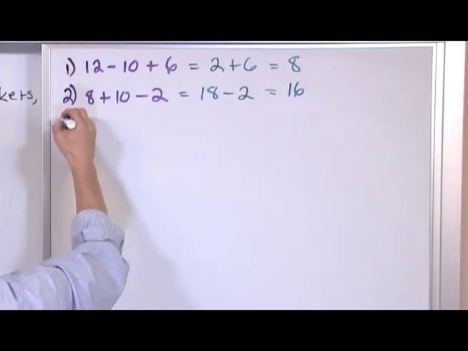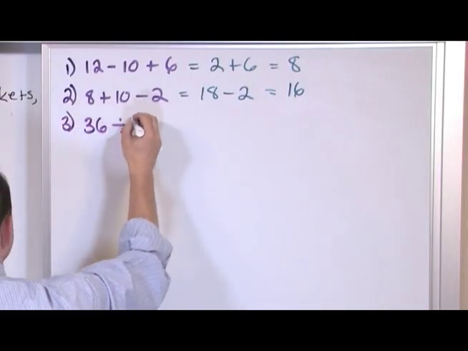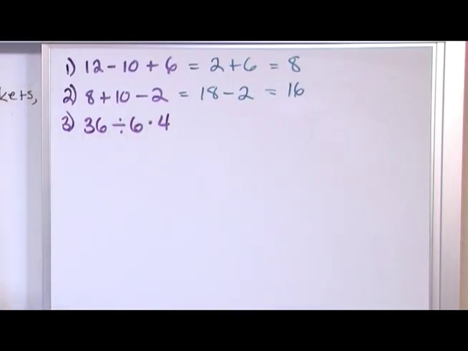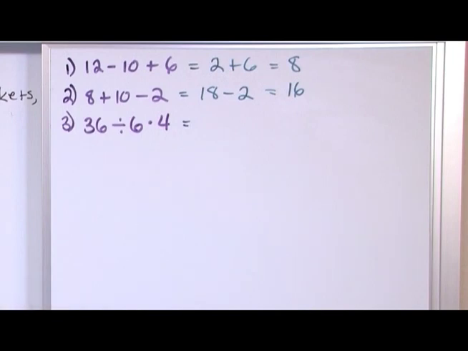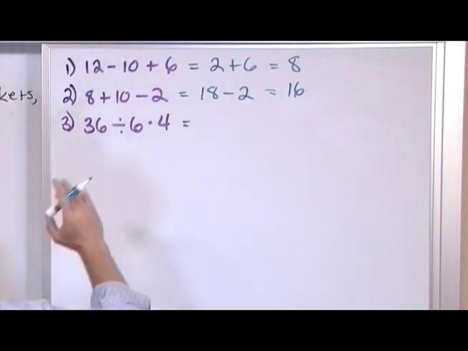Okay. Next problem. We have 36 divided by 6 multiplied by 4. So we go down our list. First, check for parentheses. We don't have any parentheses. Next, check for exponents. We don't have any exponents. Next, we do multiplication and division. Okay, we have some multiplication and division. And we do it from left to right because this is all on the same level, left to right.